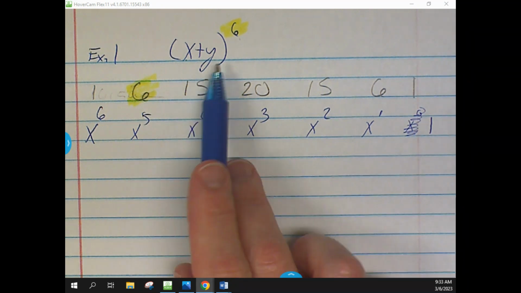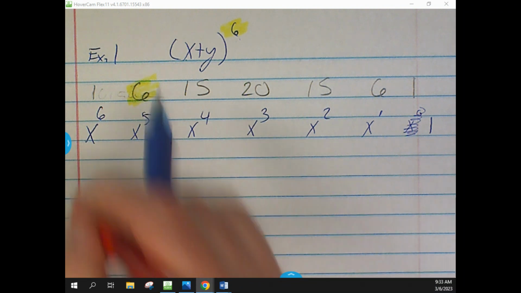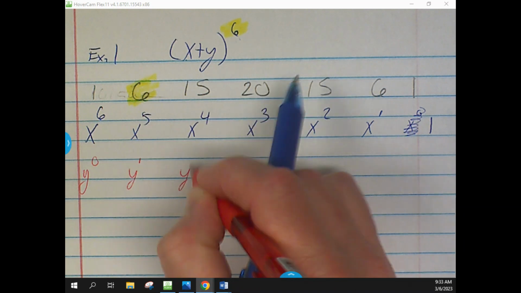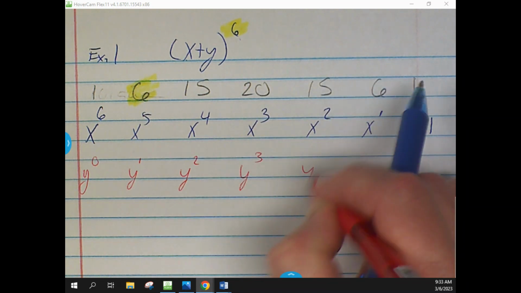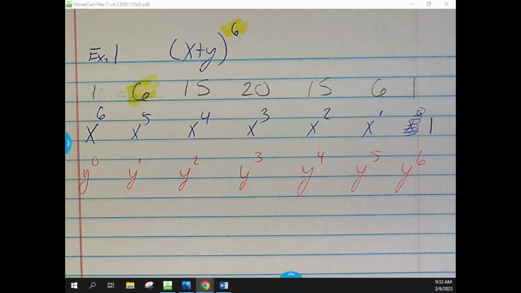And then for the second term, you're going to do the exact opposite. You're going to start with the 0 power and then work your way up. So it's the 0 power to the 1st, to the 2nd, to the 3rd, to the 4th, to the 5th, and then to the 6th.